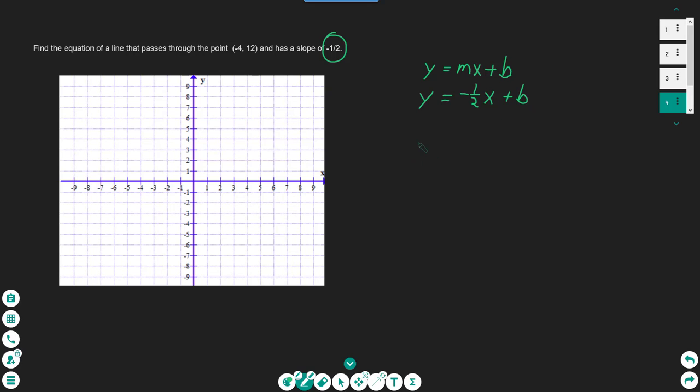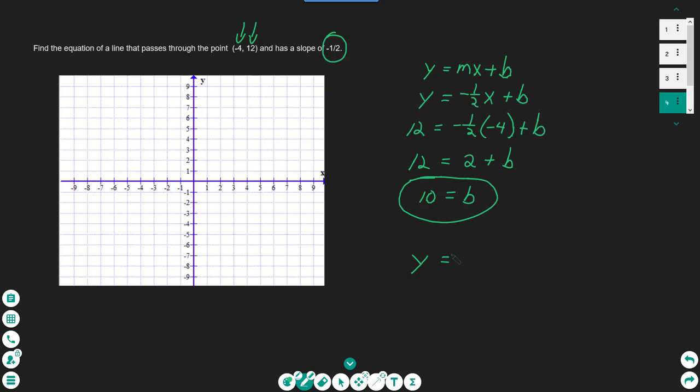Now to figure out this b, all we need to do is plug in our x and y point coordinates. So we have the 12 for the y equals -1/2 x, which is a -4, plus b. And we can multiply this out. 12 equals -1/2 times a -4 is going to be a +2 plus b. We subtract the 2 from both sides, and we end up with 10 equals b. Right? Following that?